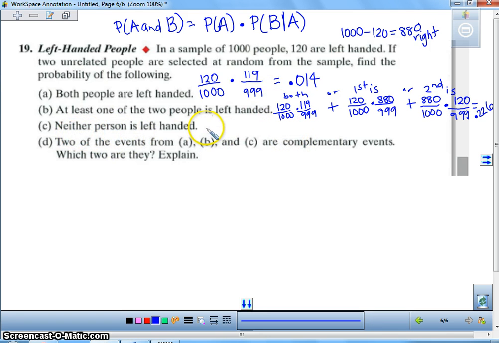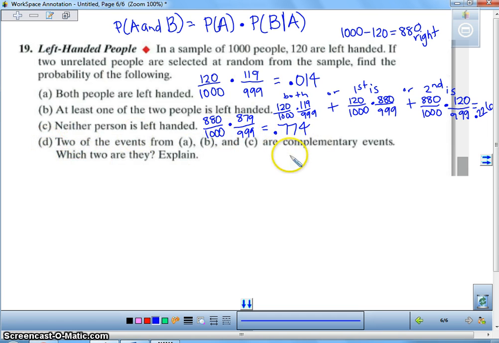Part C says neither person is left-handed. That means the first person is right-handed and the second person is right-handed. So if this person was right-handed, there are only 879 left and only 999 people. And we get 0.774.